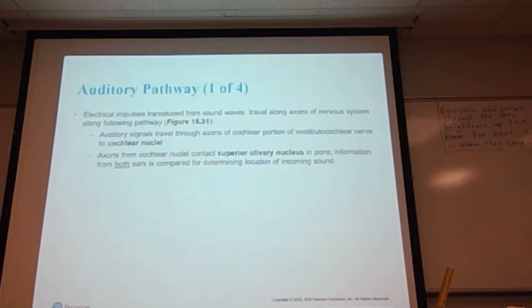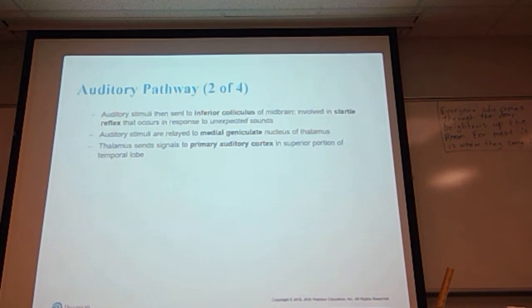The electrical impulses get transduced from sound waves, then they travel along axons of the nervous system along the following pathway. The auditory signals travel through the axons of the cochlear portion of the vestibulocochlear nerve. The axons from the cochlear nuclei contact the superior olivary nucleus in the pons, which is important because information from both ears is compared for determination of location of the incoming sound. That auditory stimuli is then sent to the inferior colliculus of the midbrain, which is involved in the startle reflex that occurs in response to unexpected sounds.